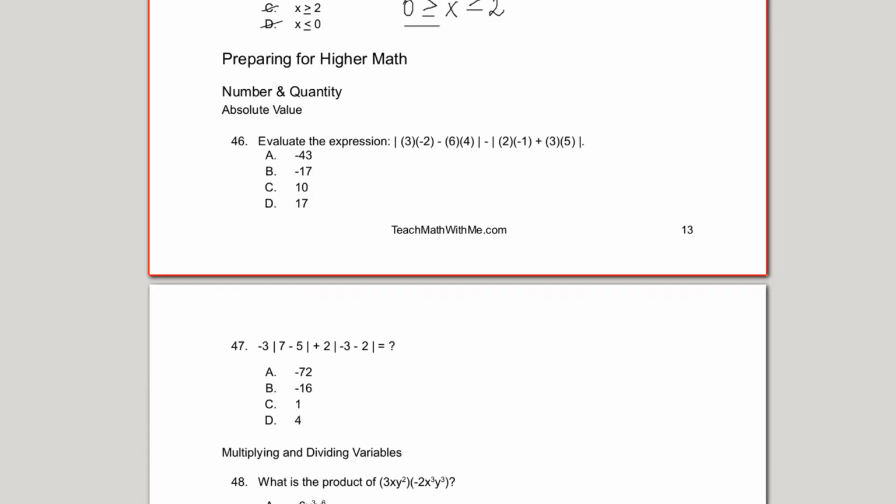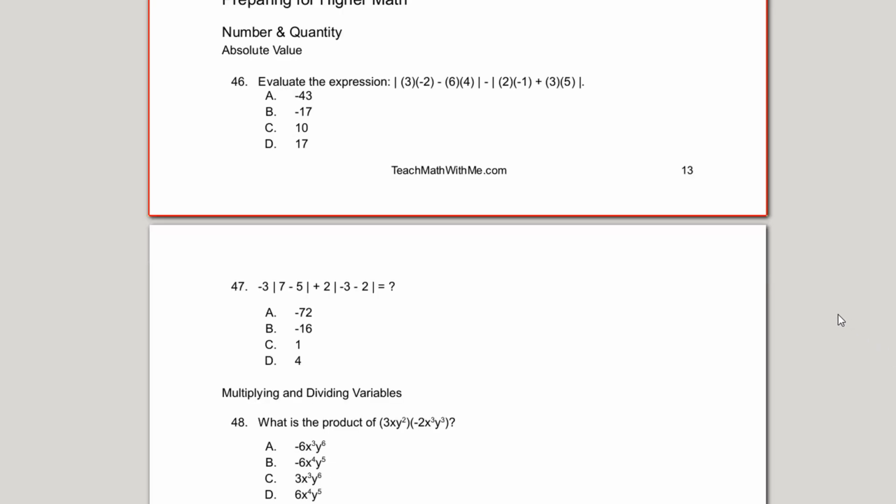Now we've got a couple of questions in the next section, which is number and quantity, and we're going to start off with absolute value with question 46. We're asked to evaluate this expression, and I'm not going to read it all out, but we have these absolute value bars. First I treat the absolute values almost like parentheses when we're evaluating a big expression. I'm going to evaluate inside the absolute value first, and then we'll work our way into all the other things. So first, let's keep our absolute value bars, and we're going to have 3 times a negative 2 gives us a negative 6.